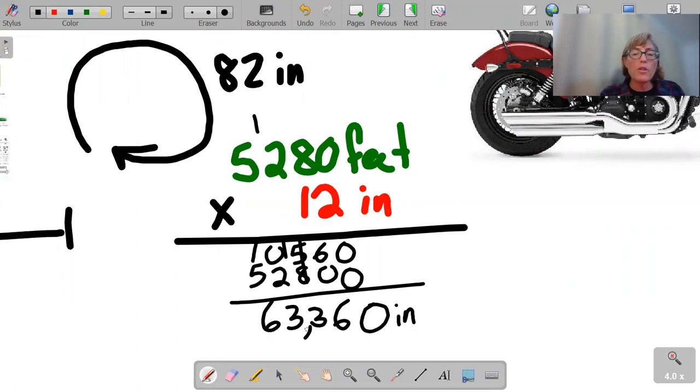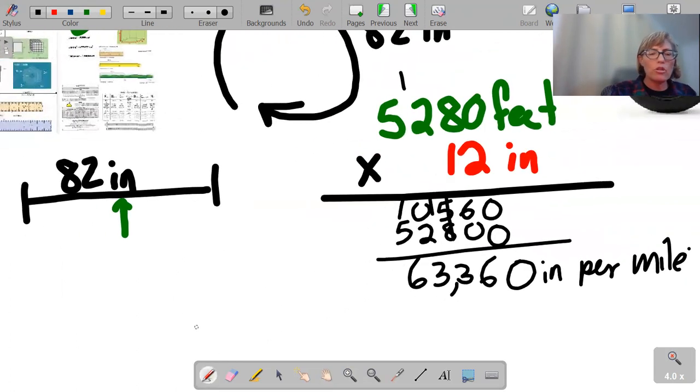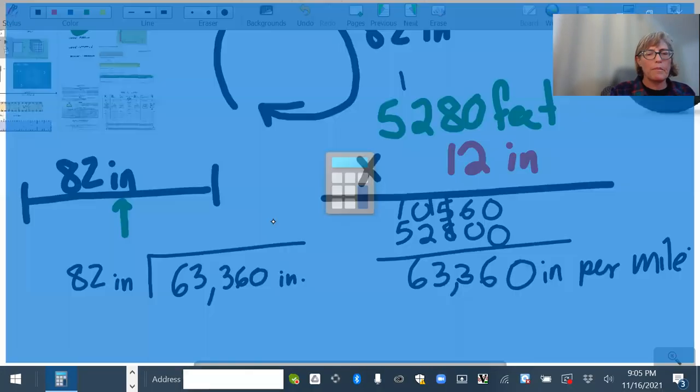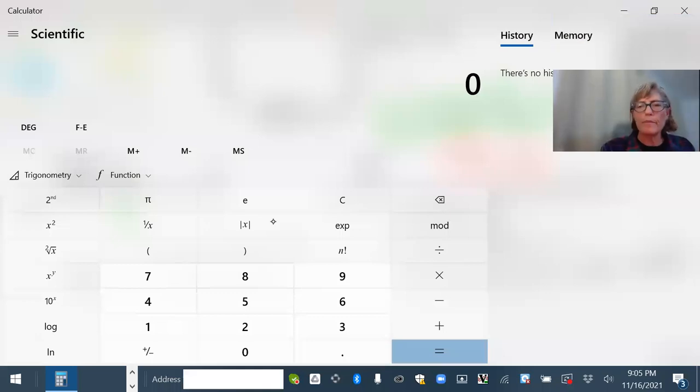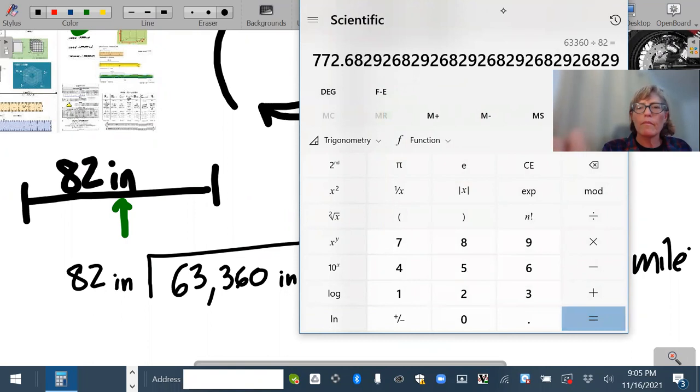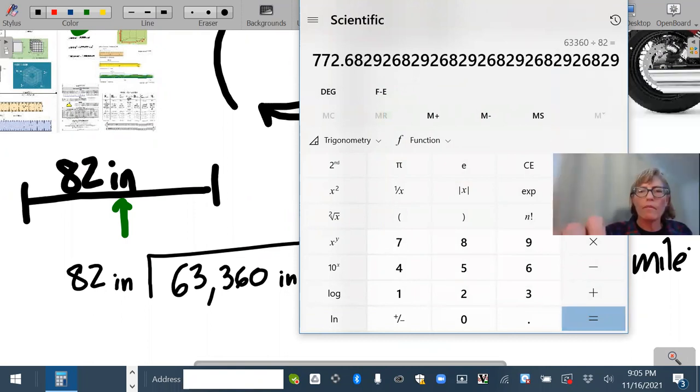So there is 63,360 inches in a mile, per mile. And we're dividing that by 82 inches. 63,360 inches in a single mile, we're dividing it by 82 inches. Now I'm getting lazy. That's 773 approximately.